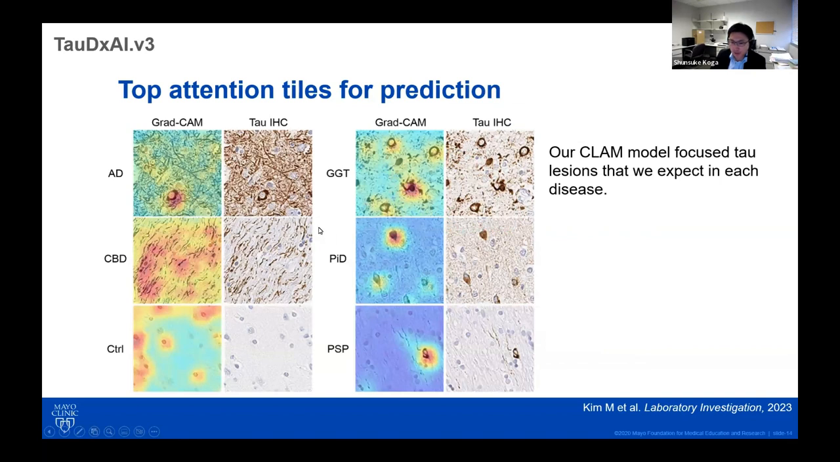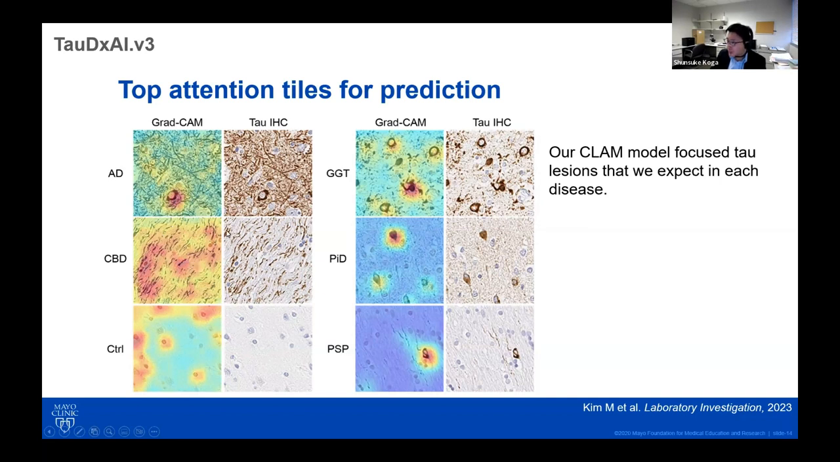We further investigated the morphologic features associated with high attention values. To do this, we sorted all tiles based on their attention values, and the top tiles are displayed here. We utilized GradCam to visualize attention values within each tile, which helped us interpret the structures contributing to high attention. So for example, in AD patients, the top tile contained numerous tau positive threads, and here, a neurofibrillary tangle. And GradCam revealed highest attention in the neurofibrillary tangle. For CBD cases, the top tile featured numerous tau positive threads in the white matter, and GradCam highlights high attention in this area, so threads.